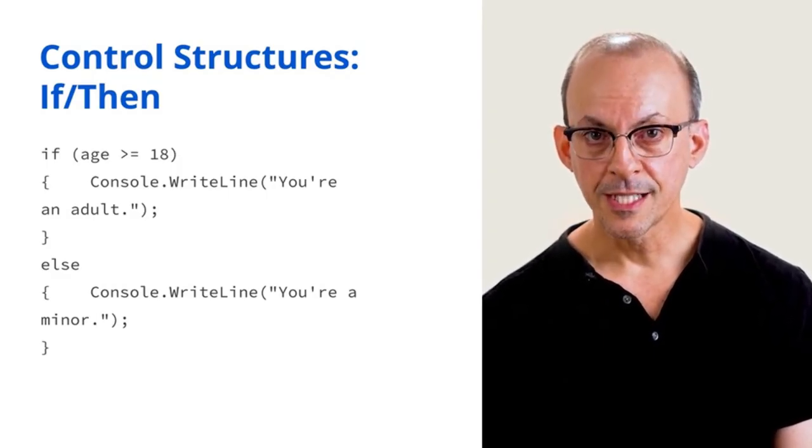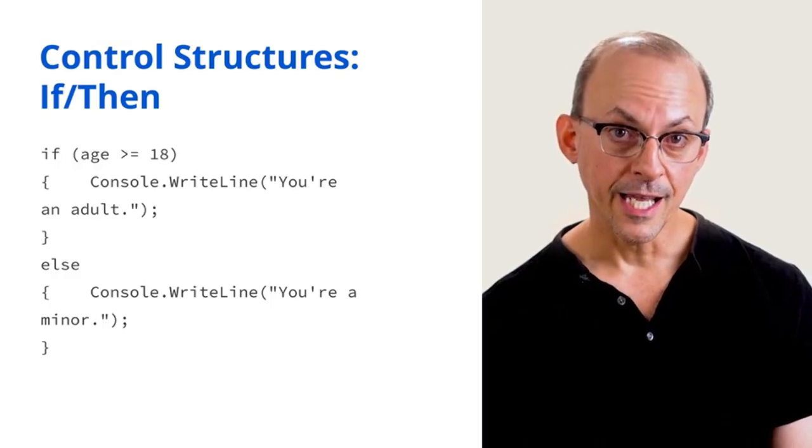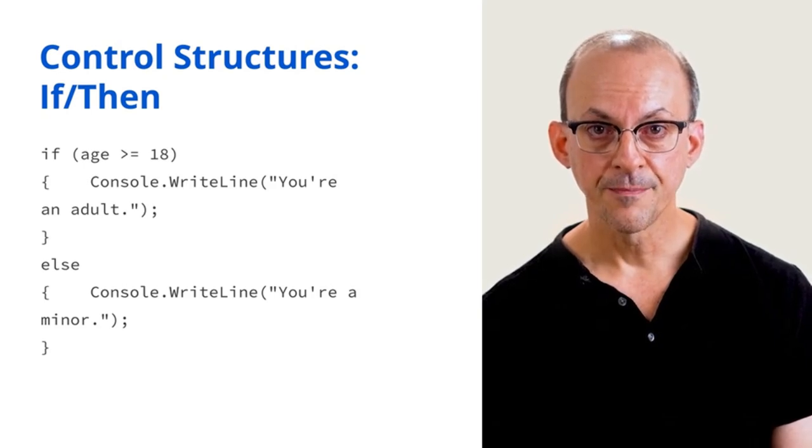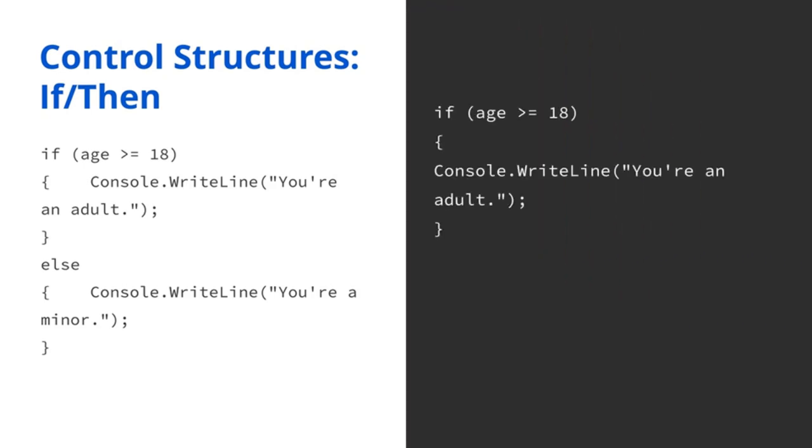In this sample code, the statement if age is greater than or equal to 18 checks whether age is greater than or equal to 18. Notice that we use the greater than and equal signs together to check whether the age is 18 or greater, and not just greater than 18. If that statement is true, the program prints, "You're an adult." If that statement is false, the program moves to the code in the else section of the code and prints, "You're a minor." This structure allows the program to take different actions based on the condition.